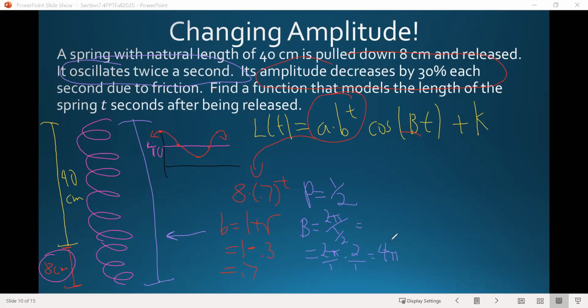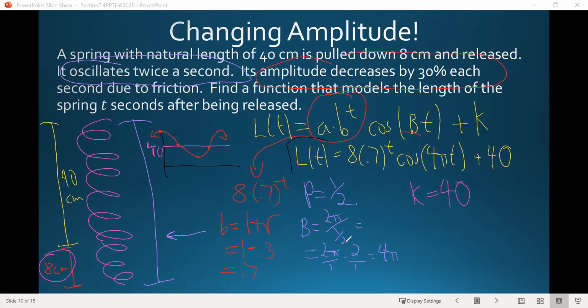And then the value for k, that's going to be the midline, the value that the function is oscillating above or below, which, as we said earlier, would be the natural length of the spring, which is 40 centimeters. So it looks like now we have all the information for our equation. So it'd be L of t equals a times 0.7 to the t times cosine of 4 pi t plus 40. Okay. And there we go. That would be our equation.